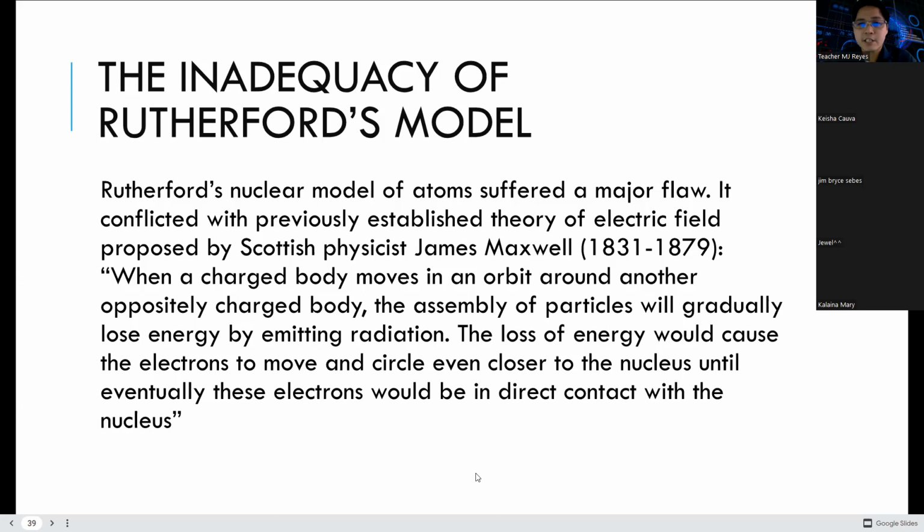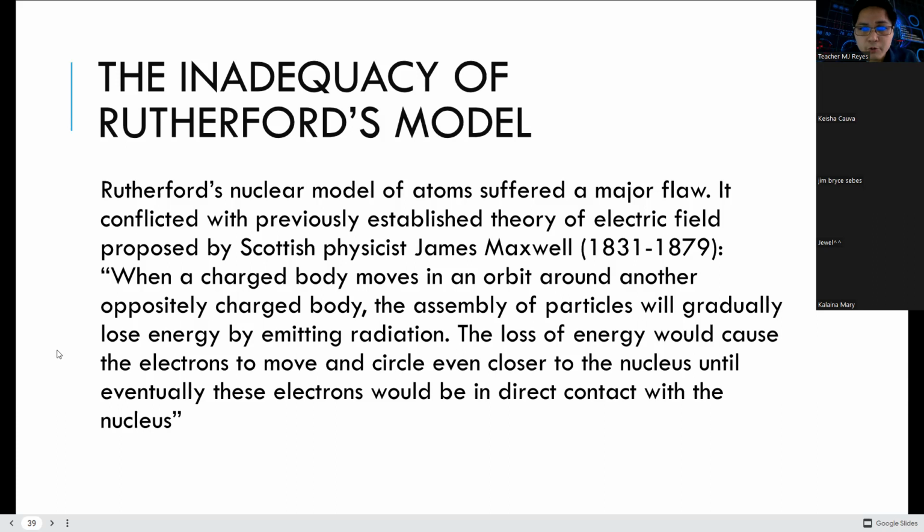The inadequacy of Rutherford's model. What's the flaw? There is a flaw in Rutherford's nuclear model of an atom. What is this major flaw? It conflicted with the previously established theory of electric field proposed by Scottish physicist James Maxwell. What is Maxwell's proposed theory? The theory of electric field.